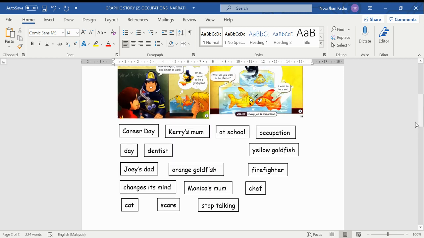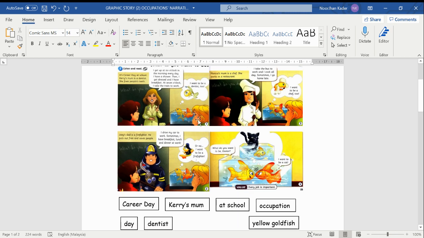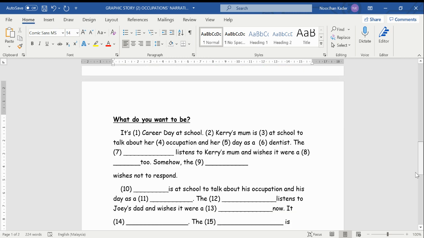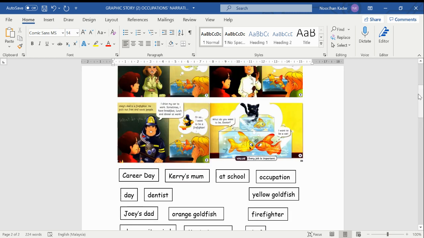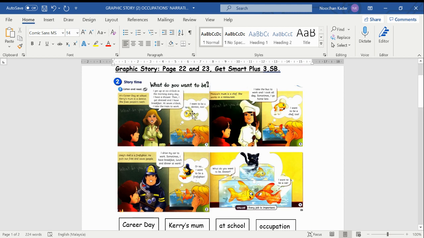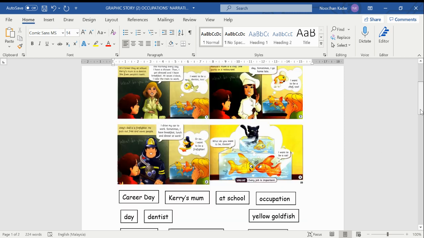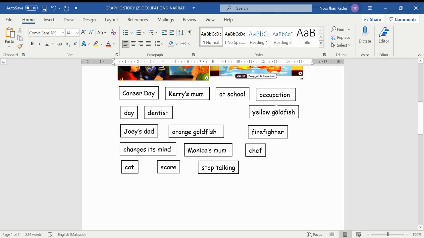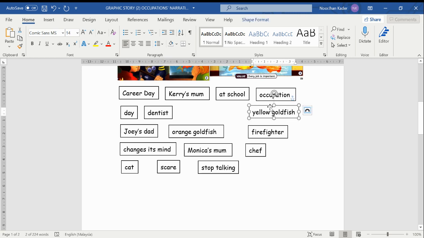So let's look at the picture now. Maybe you have forgotten. Okay. Who listens? Now is again who? The yellow goldfish. Okay, I want to be a dentist too. So the answer will be the yellow goldfish listens to Carrie's mom and wishes it were a what? Wishes that it were a dentist too. I want to be a dentist too. Okay? So yellow goldfish.